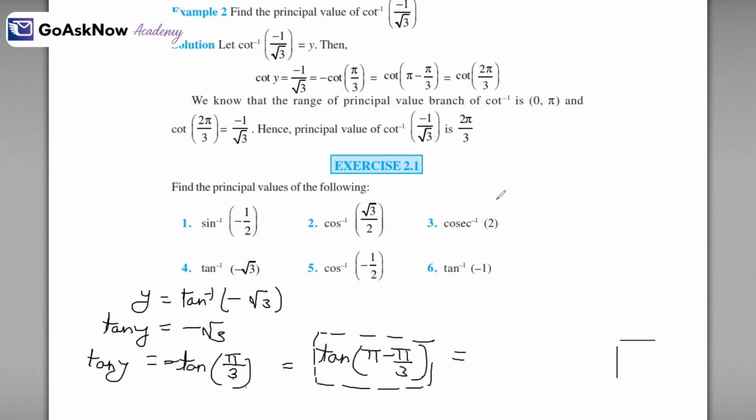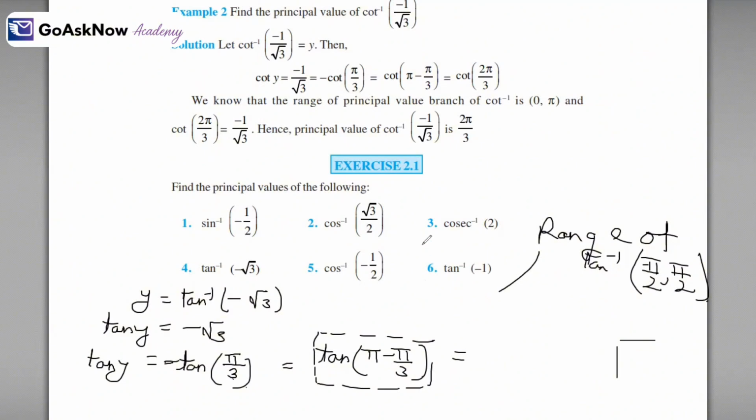And recall what the range of tan inverse is. Just recall that also. So tan inverse has a range of minus pi by 2 to pi by 2 in the open interval. So our answer should be in this interval only. So how can I write this angle in this interval? Is 2 pi by 3 in this interval or not? No, that is not inside this interval.